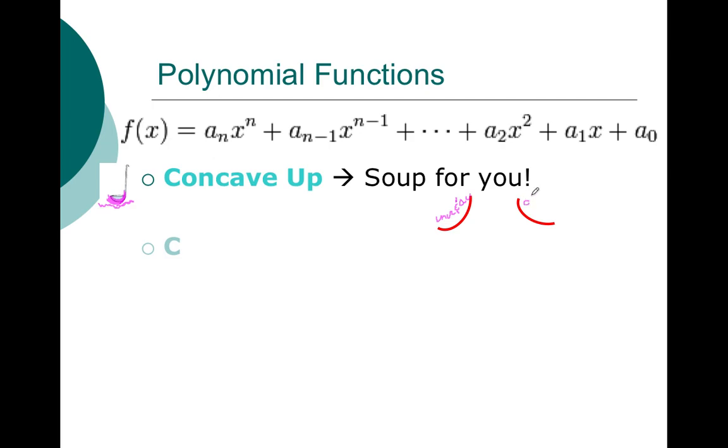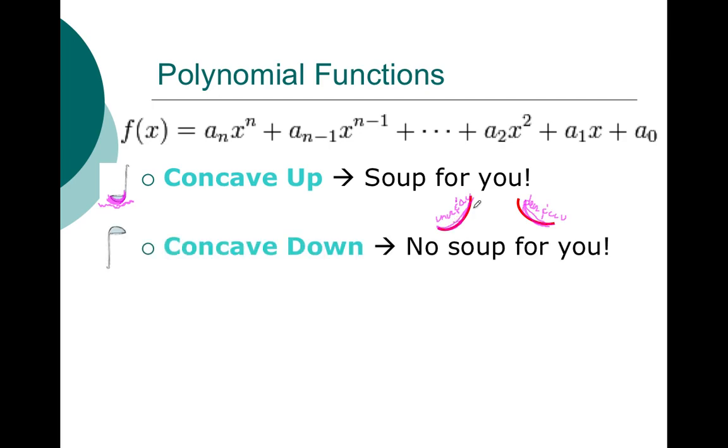This shape is decreasing and concave up, right? Do you see the soup spoon? Soup spoon, soup spoon. Concave down is a soup spoon the wrong way, right? Do you see that? If you put this spoon down into a bowl of soup and then back up, you get no soup for you.